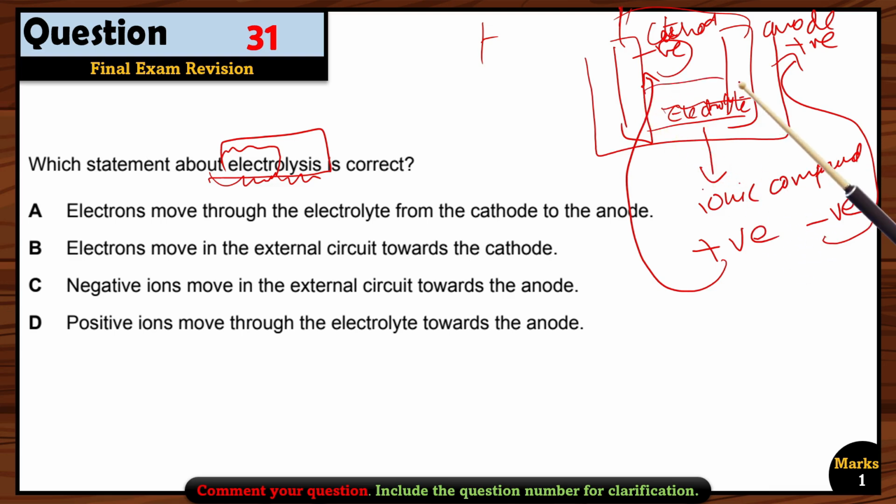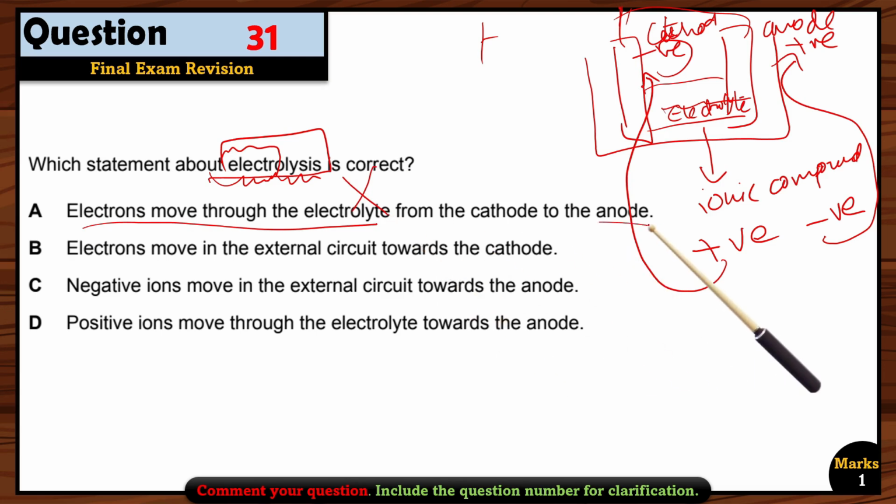That is wrong. Electrons always move in the external circuit, and the direction is towards the cathode. Remember that direction is towards the cathode. That's why the cathode is negatively charged: because it has electrons. So remember that electrons move in the external circuit and towards the cathode. So if the statement says electrons move through the electrolyte, wrong. They always move in the external circuit.